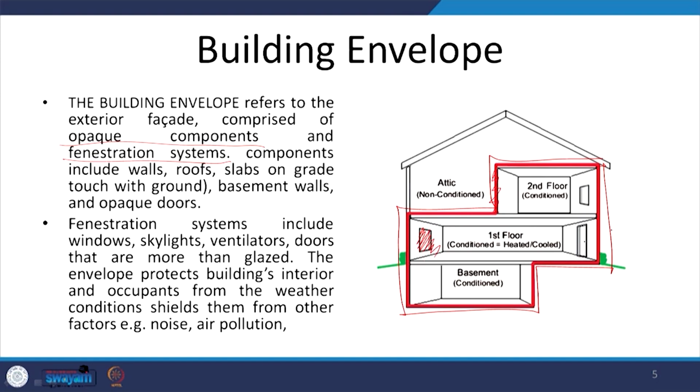So, all of this together is the building envelope. The internal floors are not counted as part of the building envelope. When we talk about the opaque components, we are talking about the walls, the roofs, the floors. When we talk about fenestration systems, we are talking about the windows, the skylights and ventilators, and the doors which are glazed, and sometimes the doors which are not glazed. So, all of this together is the building envelope.